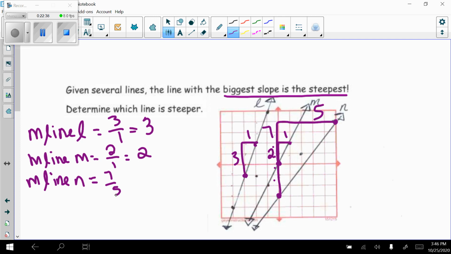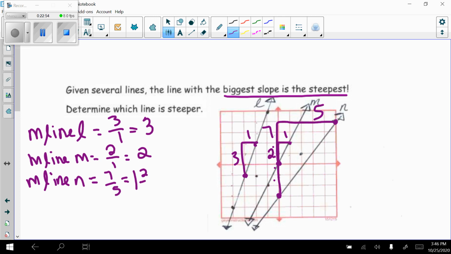So my numbers are 3, 2, and 7/5. What is 7/5? Is it bigger than 2? Is it bigger than 3? We know how to change that to a mixed number. So how many times will 5 go into 7? Once. What's left over? Okay.